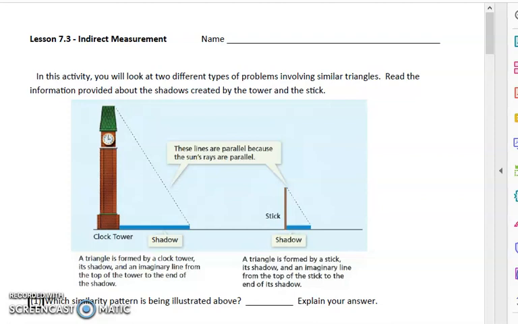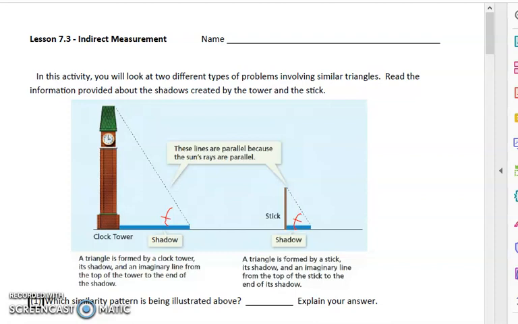In this activity, we're going to be looking at two special similar triangle patterns that involve angle. So in this first problem, consider that two objects are very close to each other, and the sun's hitting the top of those objects. The angle that the sun's creating with the ground will be the same for both objects.